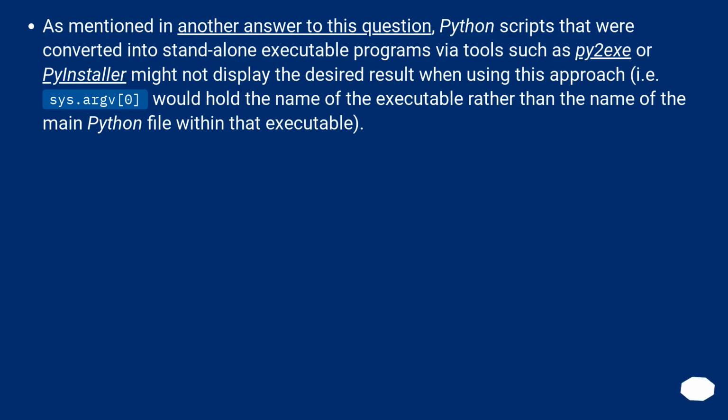As mentioned in another answer to this question, Python scripts that were converted into standalone executable programs via tools such as py2exe or pyinstaller might not display the desired result when using this approach, i.e. sys.argv[0] would hold the name of the executable rather than the name of the main Python file within that executable.